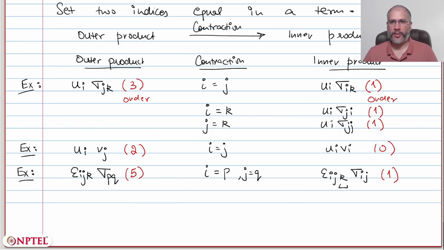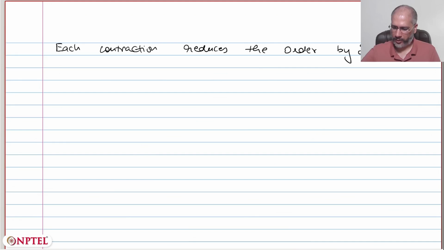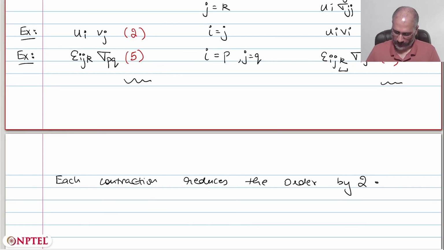So what we noticed was that each contraction results in reduction of the order by 2. So let's write this general rule. Each contraction reduces the order of the expression by 2. So the outer product had 5 free indices, so the order was 5, and the inner product only has 1 free index, so the order is 1 because we applied 2 contractions. I also want to talk about the product between two second order tensors because that's important for us, so let's do that.